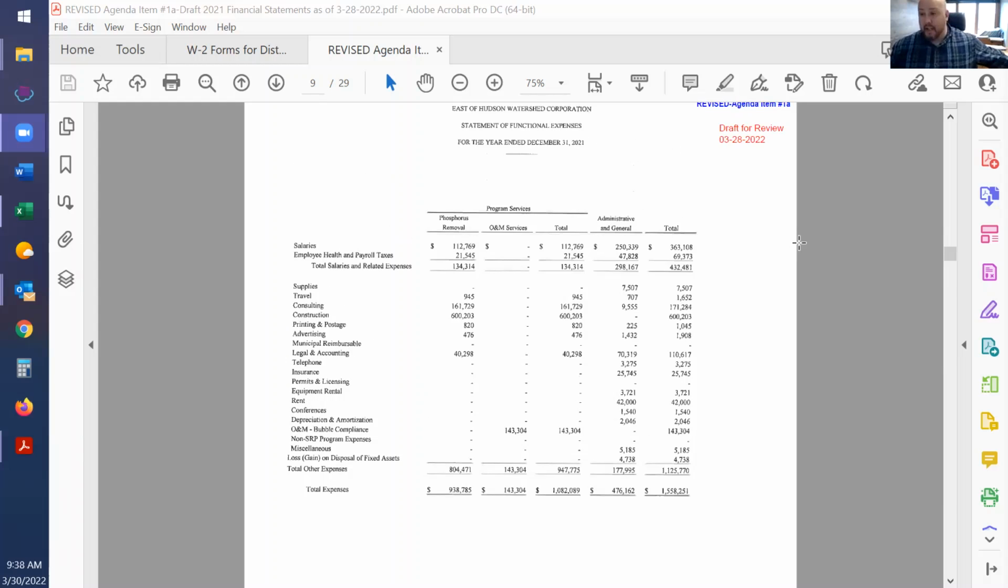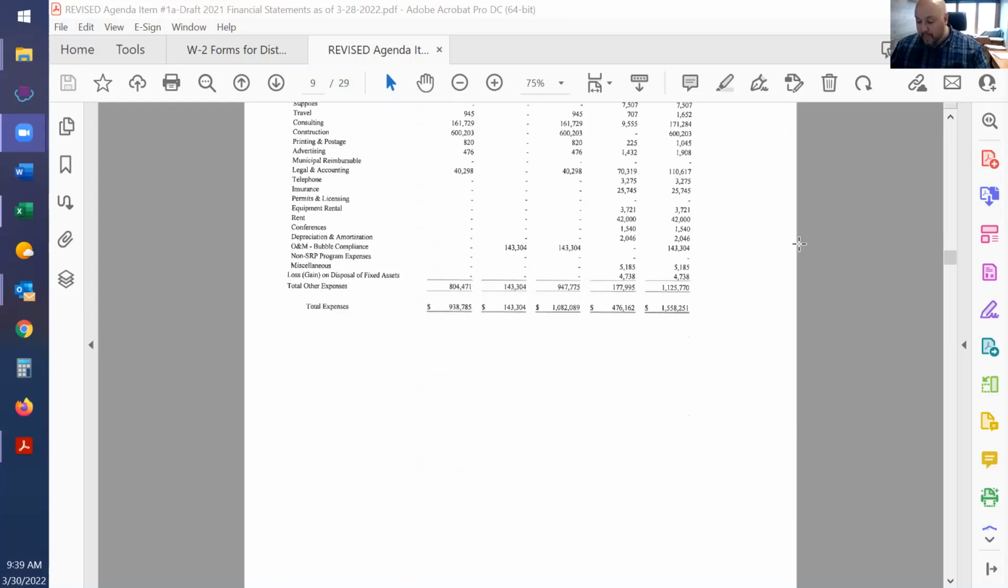Page 7 is the statement of functional expenses. This is basically a breakdown or a more detailed reporting of the sum totals that were shown on page 5. So if you see the total down below for each of those program services, they'll match what's on page 5. They're just more detailed here, showing us the breakdown of the expenses that went into each program. And again, we show it by program services and then the admin and general section as well.